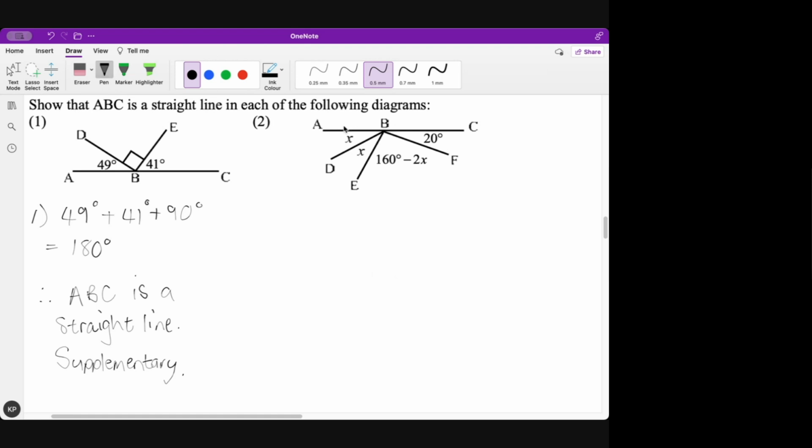Or we can just add them. Never mind. Guys, I made this way more complicated than it needed to be. What happens if you just add the things on the one side? x plus 160 minus 2x plus 20. That was not that complicated, guys. I'm having a brain fart moment. What happens after I add it, guys?